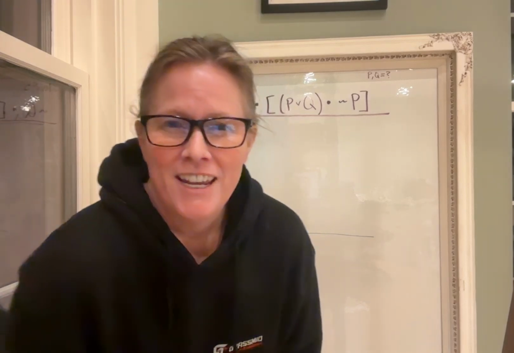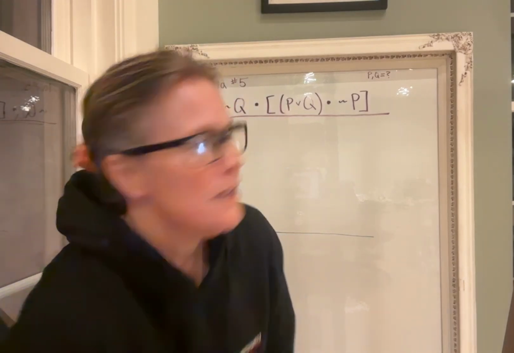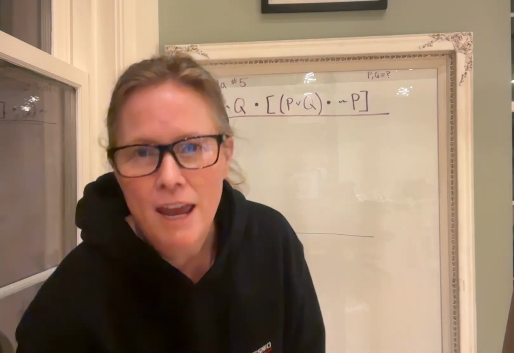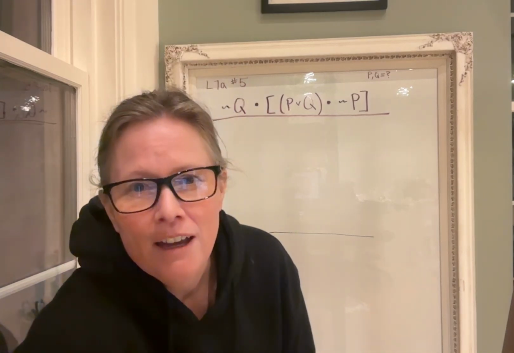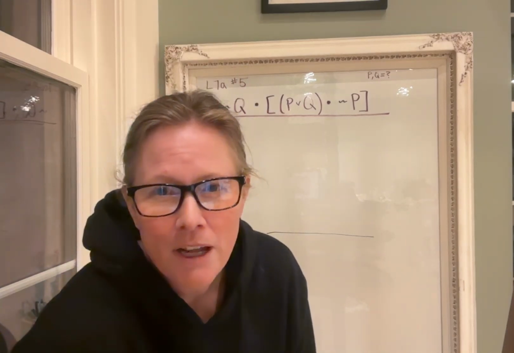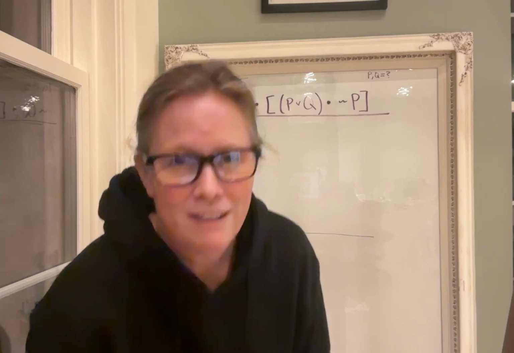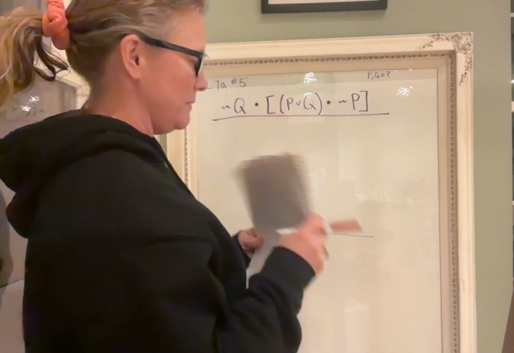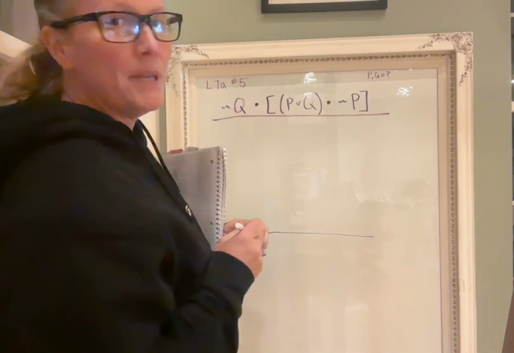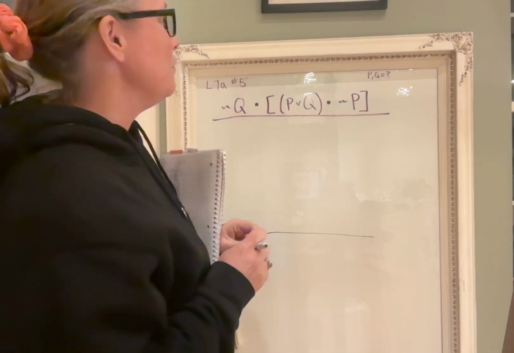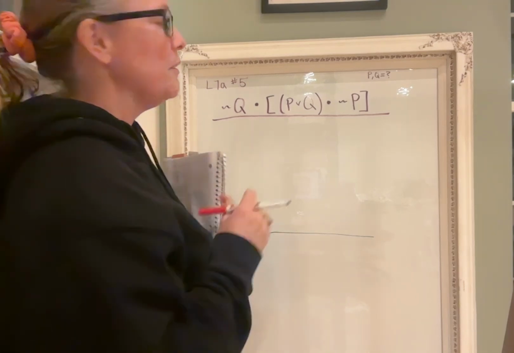Hey kiddos, I'm going to help you along lesson number 7a, number 5. This one can be a little tricky, so I'm going to help you and hopefully we can get it together and it will make sense. Okay, P and Q are unknown. They are not known. So how do we do this?